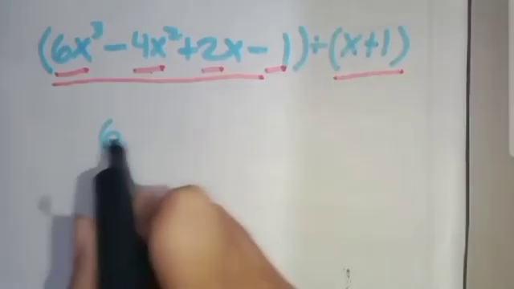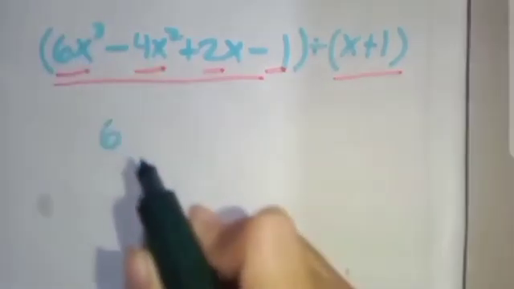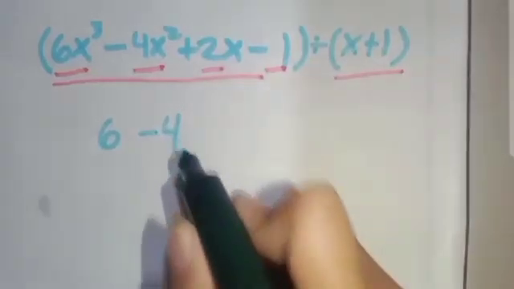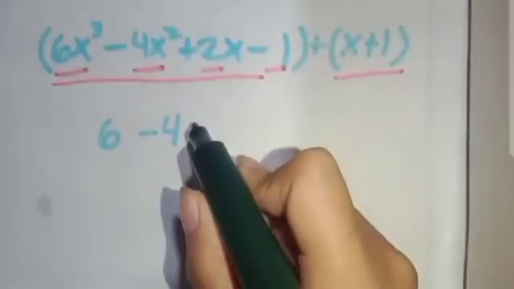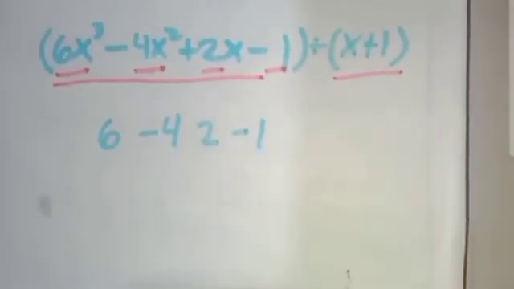So we will start with the leading coefficient. Once again, this one is the leading coefficient because this is the coefficient of the term which has the greatest exponent. So, let's have this: 6, next is negative 4, then 2, followed by negative 1.